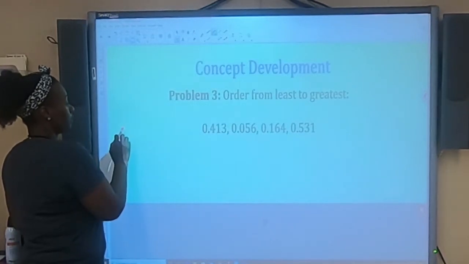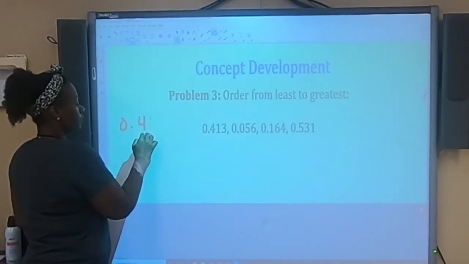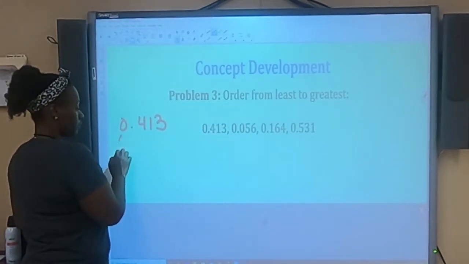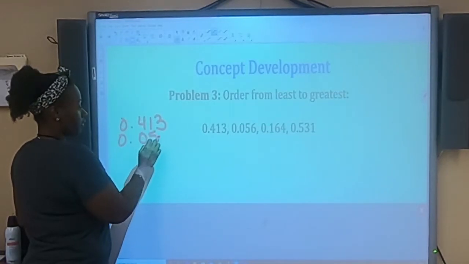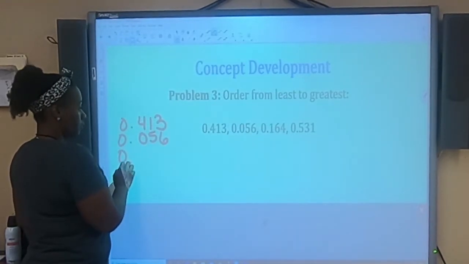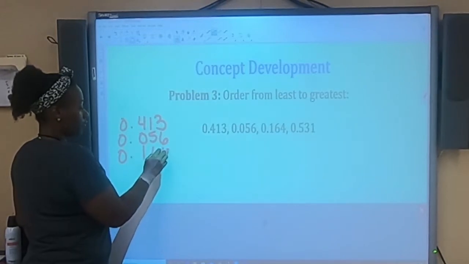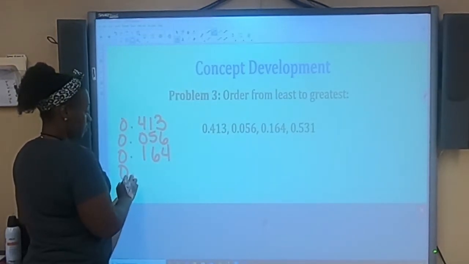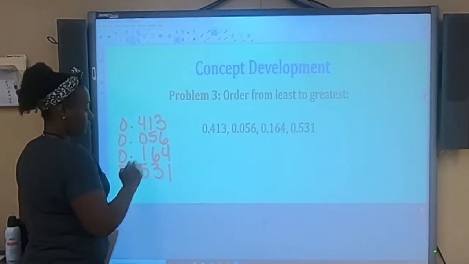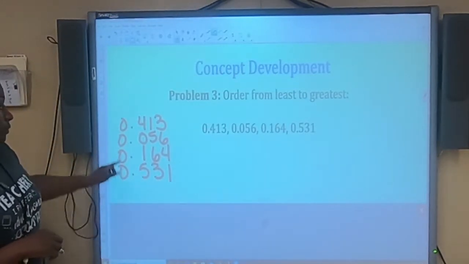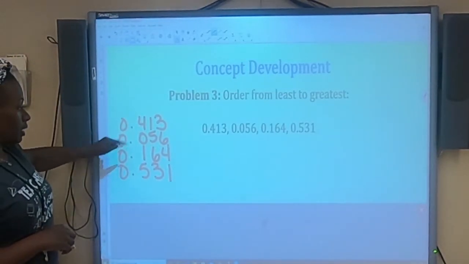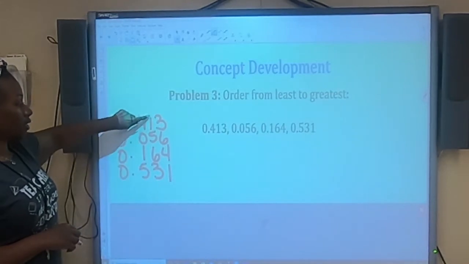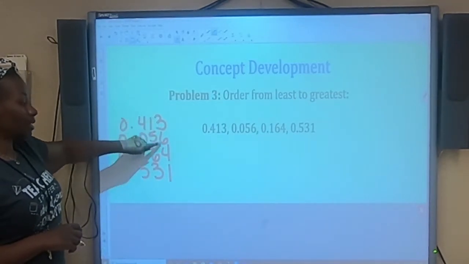So, all I'm doing is copying. 0, 5, 6, 1, 6, 4. Now they're all lined up. All of my ones are together. All of my tenths are together. All of my hundreds are together. All of my thousands are together.